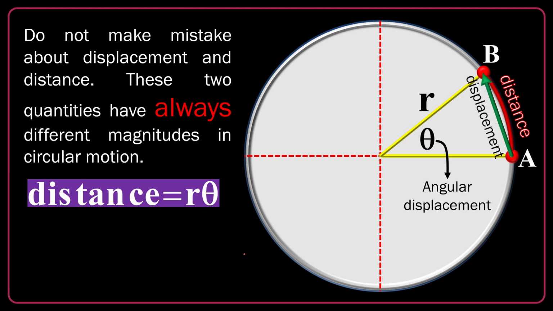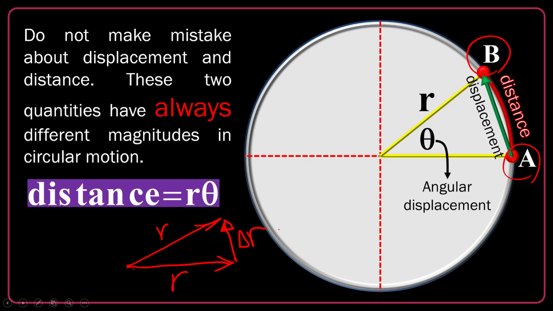The other is the displacement. Actually, the displacement is a vector connecting A to B. That's all. This is a vector. How to find that? It's very easy. Here I have an isosceles triangle. The legs of this triangle are radii of the circle, and this is the subtraction of them. Let's say this is delta r, or displacement.